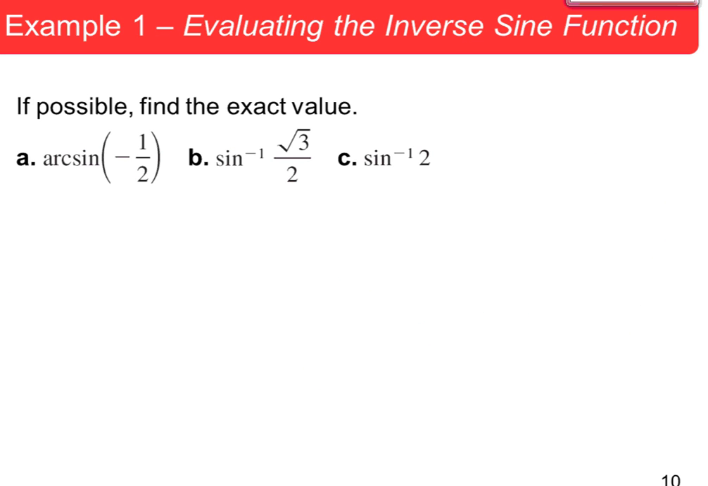So just look over these three. There's the arc sine of -1/2. That reminds us that it's on our table. The inverse sine of the square root of 3 over 2. That leads me to think it's on that table. The inverse sine of 2. Well, that sends up a red flag to me. Why?